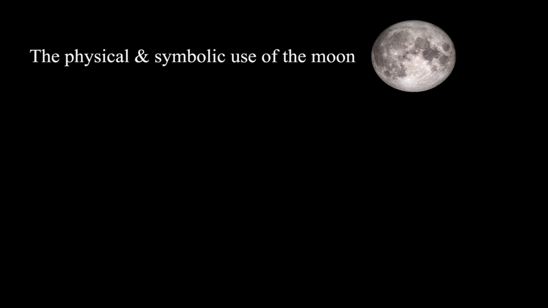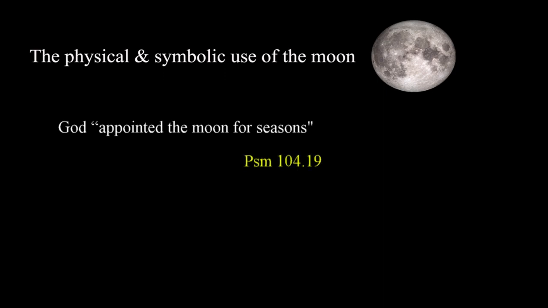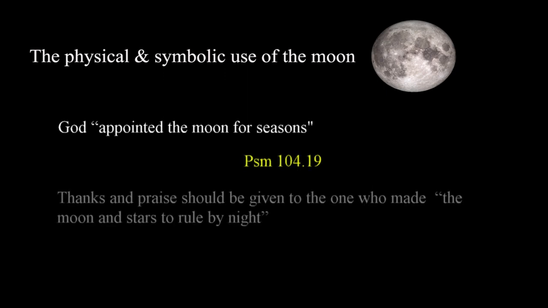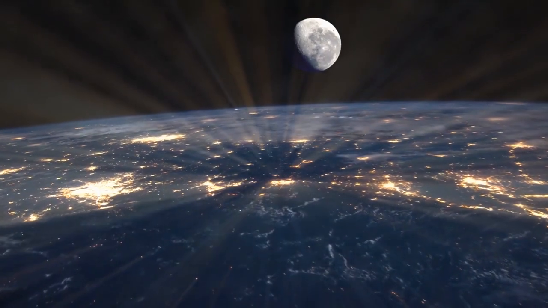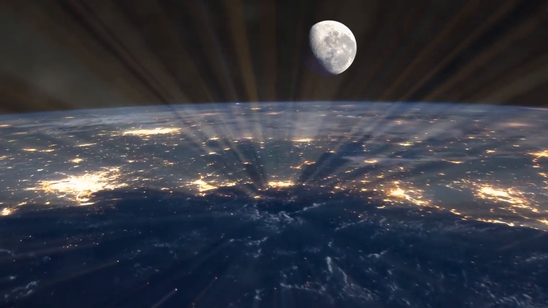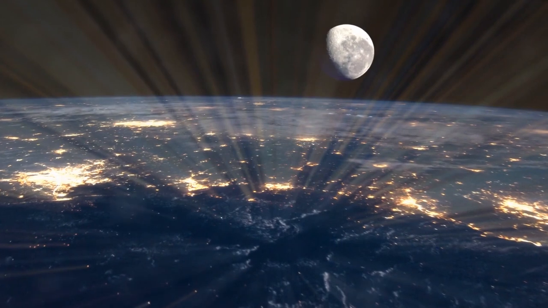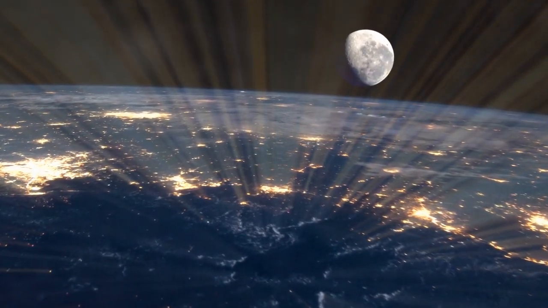33:13-14. The psalmist states that God appointed the moon for seasons in Psalm 104:19, and notes that thanks and praise should be given to the one who made the moon and stars to rule by night in Psalm 136:9. Like the sun, the moon is a testament to the power of God who ordered the universe and set the celestial bodies in motion.